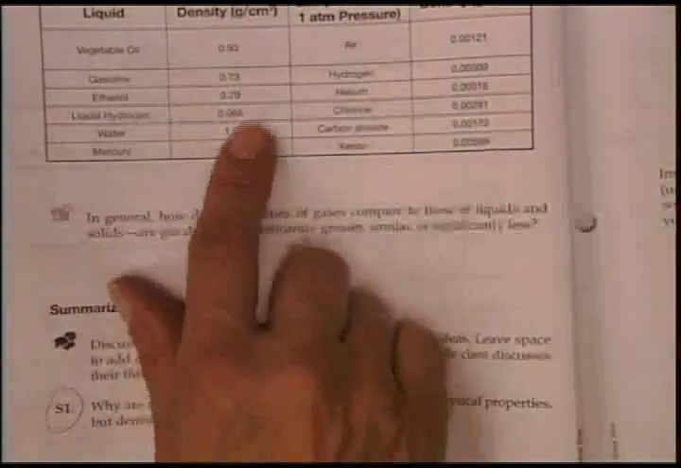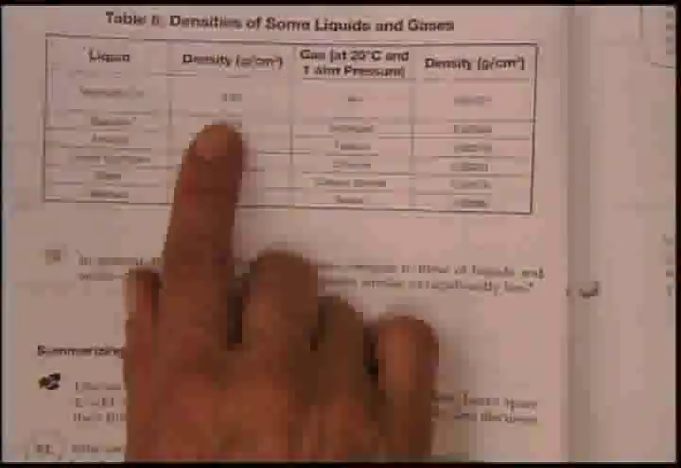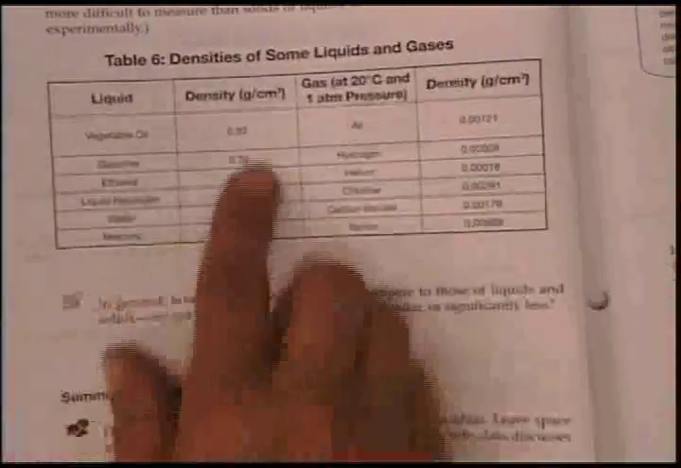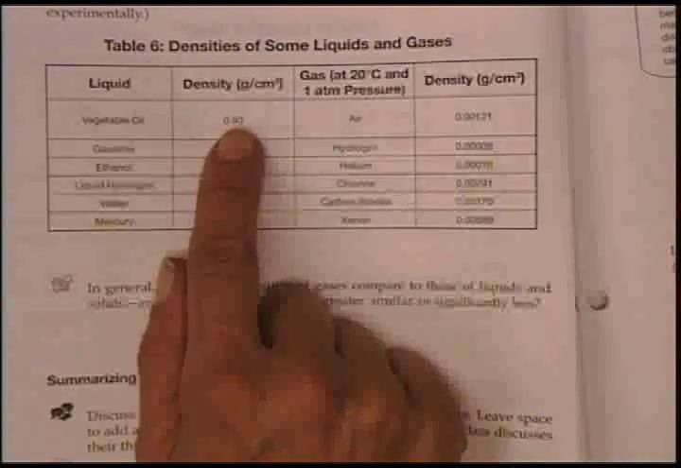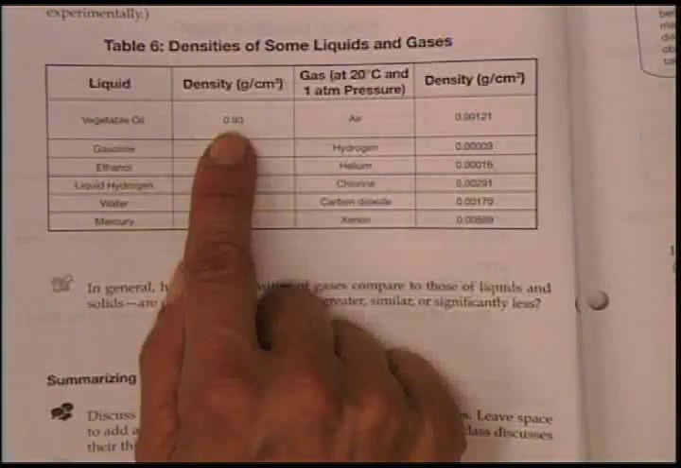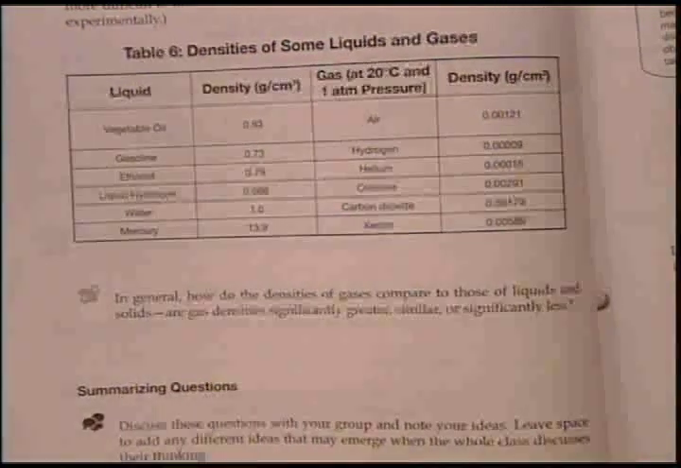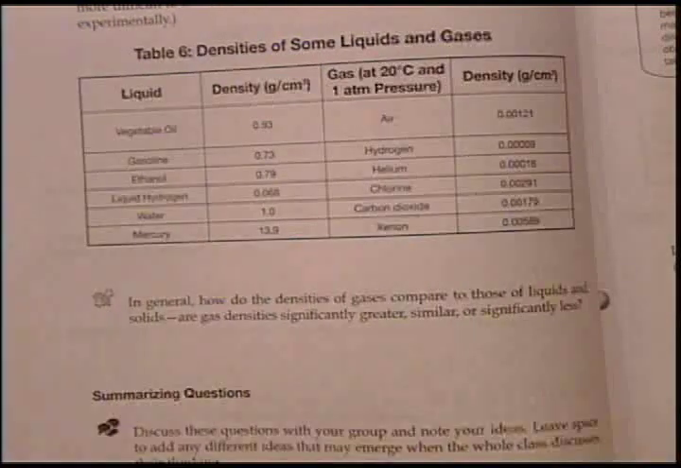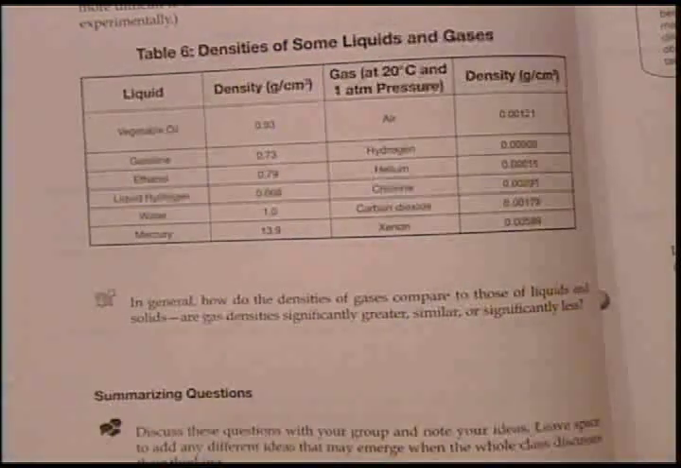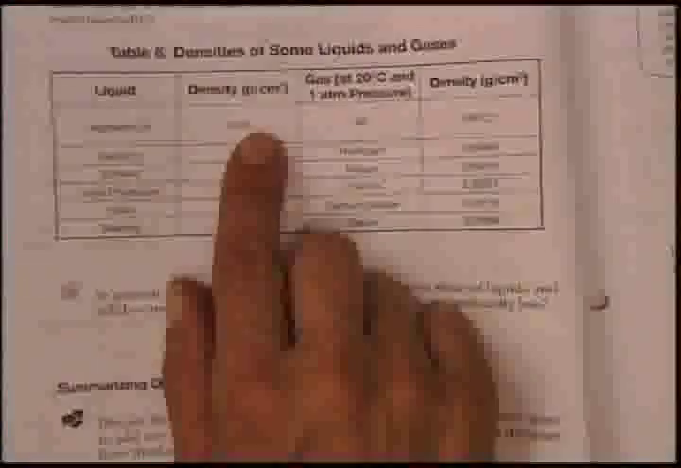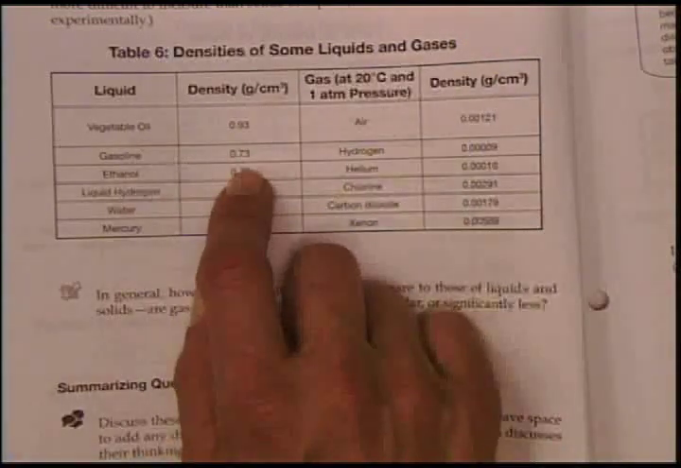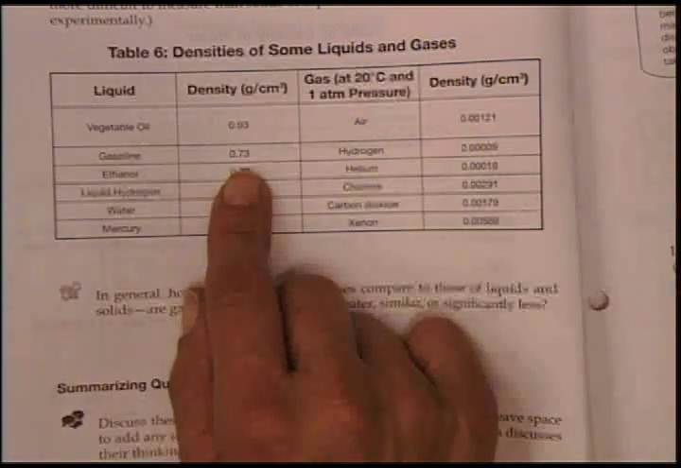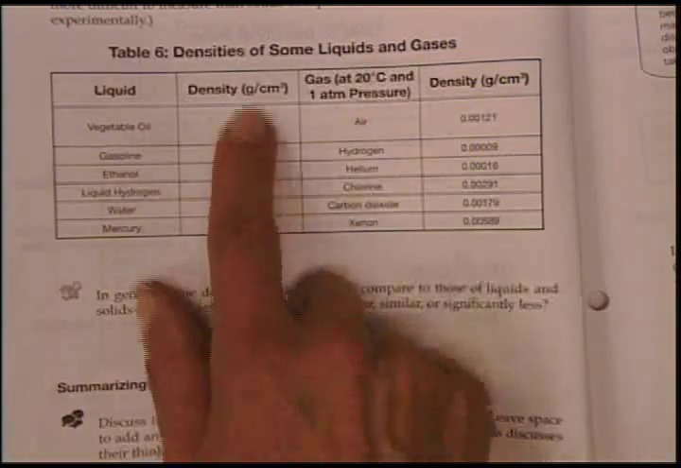So you're going to be answering some questions. You're summarizing questions, and you're going to be looking at table 6, which talks about the densities of some liquids and gases. And so if you look at vegetable oil with the density of 0.93, okay, less than water, will it float in water? Yes. So when you think about Italian dressing, when you take it off the shelf and you see you have to shake it to mix everything up, it's because vinegar has a different density than the oil, and so those different density liquids settle in different spots in that container.